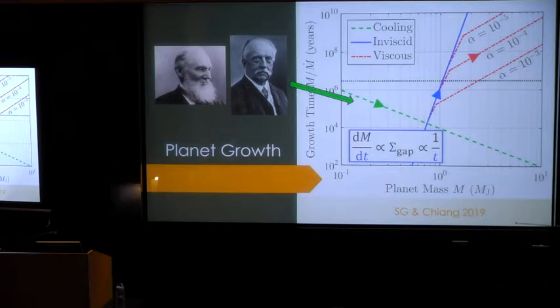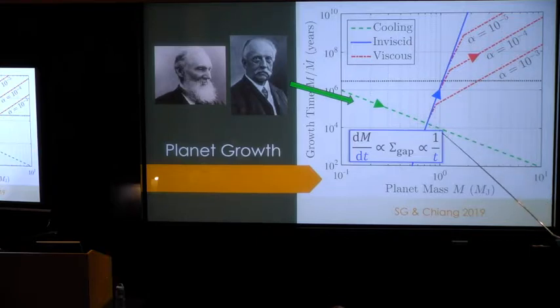Now, the overall growth time, which determines the planet's actual growth rate, is given by the longer of these two timescales, the green timescale and the blue timescale, whichever one is the bottleneck. So initially, the cooling time is the bottleneck. But when the planet reaches about half a Jupiter mass, the Bondi time becomes the longer timescale. And this ends the runaway accretion. You can see that from this point onwards, the growth time no longer gets shorter and shorter as a function of mass.